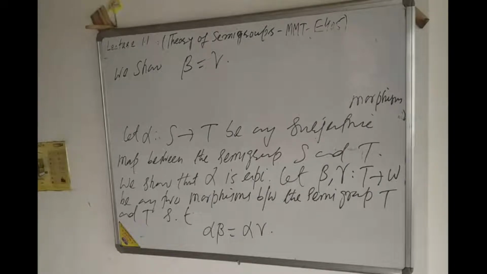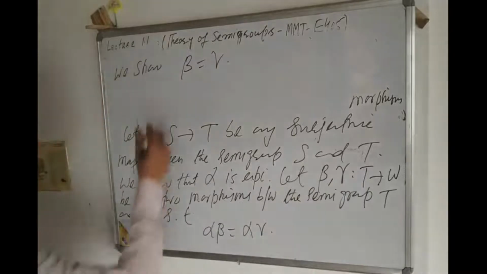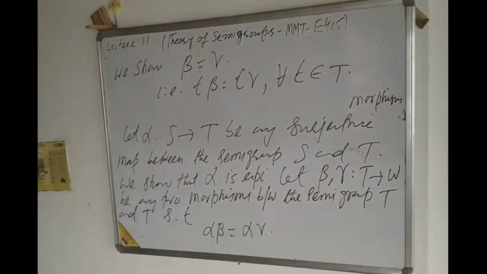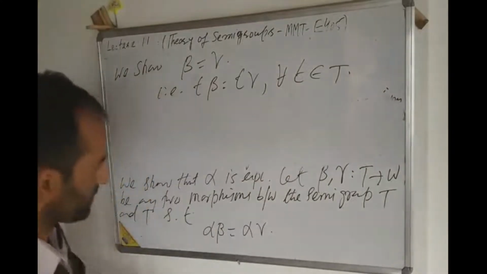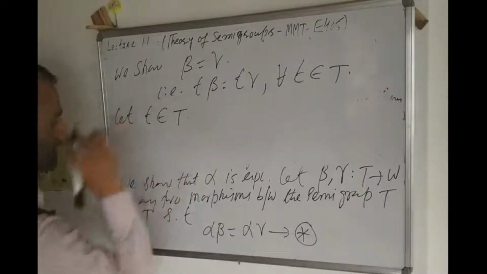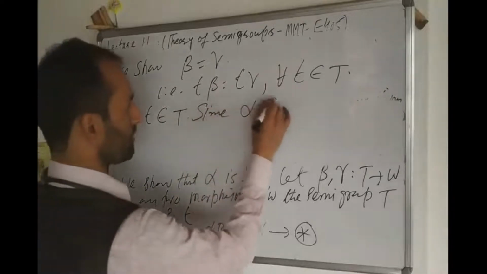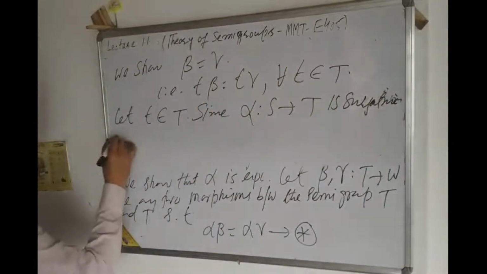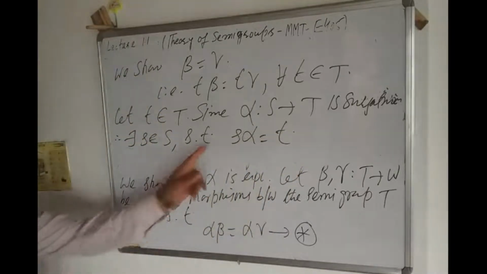In order to prove that beta is equal to gamma, we need to show that they are equal at every element of T. So that t beta is equal to t gamma for all t belongs to T. That's what we have to prove. Let's write this as star. This is given. Now let t be any element of T. Now what's given here? Alpha is a surjective map from S to T. Since alpha from S to T is surjective, therefore there exists s in S such that s alpha is equal to t. Image of s under alpha is equal to t.